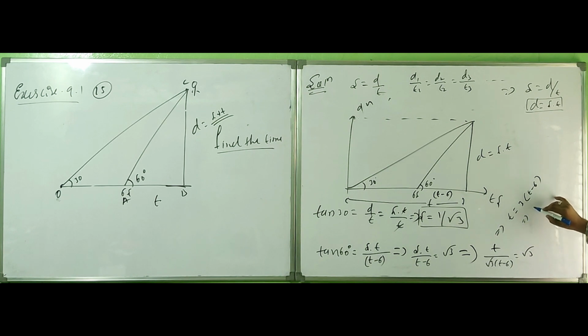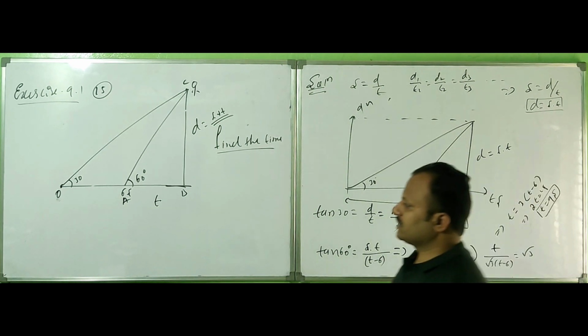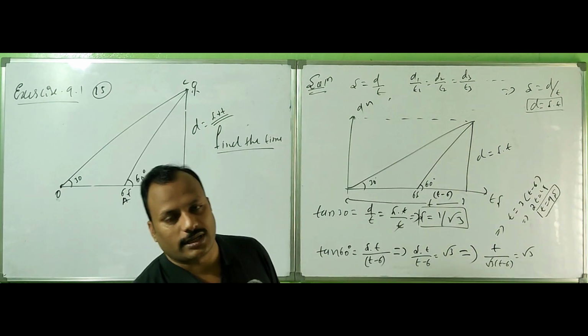This implies that I can write 2T is equal to 18, so T is equal to 9 seconds. Total time is 9 seconds.